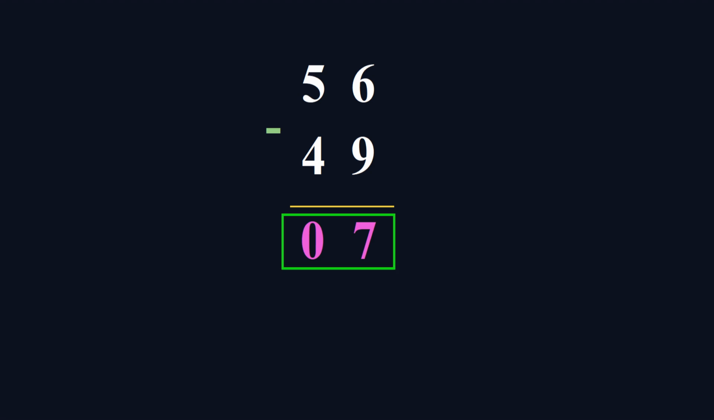Now we have 16 minus 9, which equals 7. Write 7 in the ones place. Then go to the tens column. 4 minus 4 equals 0. Write 0 in the tens place. So 56 minus 49 equals 7. And this is our final answer to this problem.